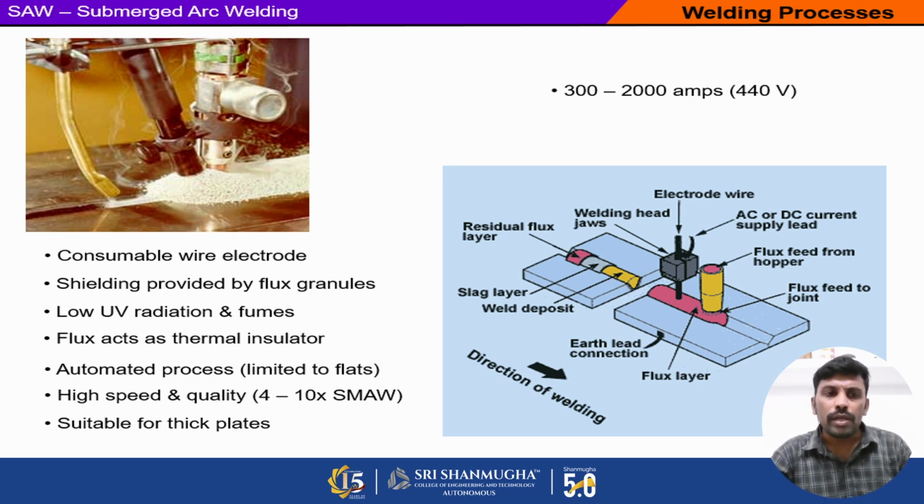This process is also easily automated when compared to the other processes. Also, this process is high speed and high quality. We can obtain high speed and high quality welding. The speed is up to 4 to 10 times compared to SMAW. It's mainly suitable for thick plates. The voltage range is 440 volts. After that, the ampere range is 300 to 2000 amps.